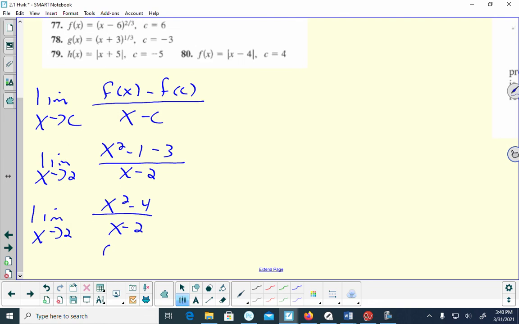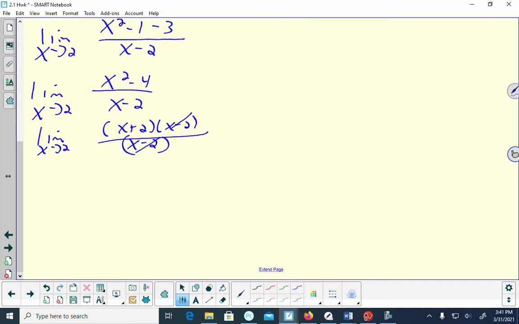And then this factors as x plus 2 times x minus 2, all over x minus 2. Those will simplify. I'm still taking the limit as x approaches 2. So then I'm left with x plus 2, and I'm taking this limit as x approaches 2. So I'm going to have 2 plus 2, and that is going to be 4.